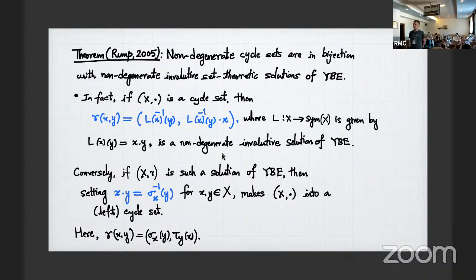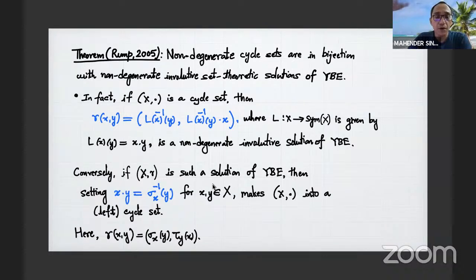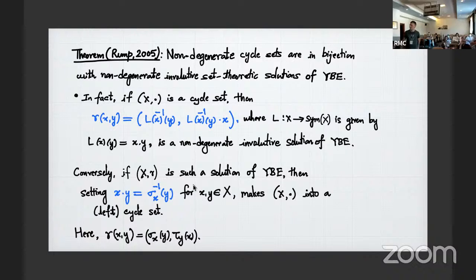And what about biquandles? Biquandles, okay. I don't know. I'm not aware whether there is a nice cohomology theory for biquandles. Yeah, I have not seen a nice cohomology theory for biquandles. Yeah. Okay, thank you.